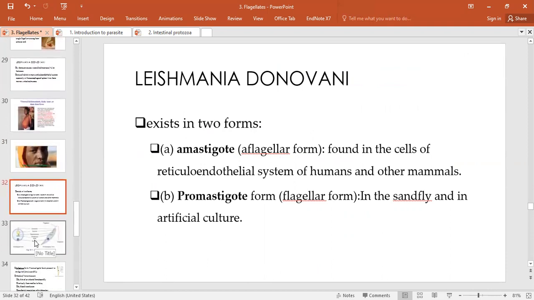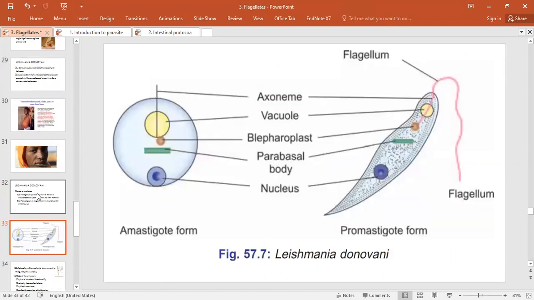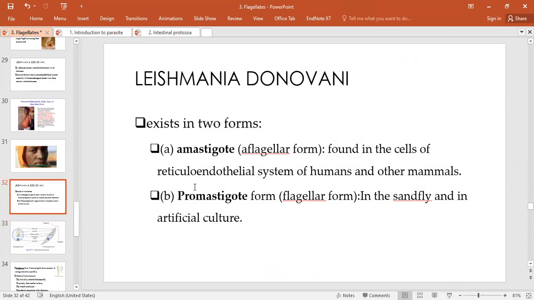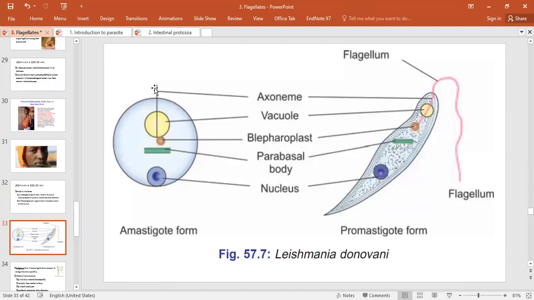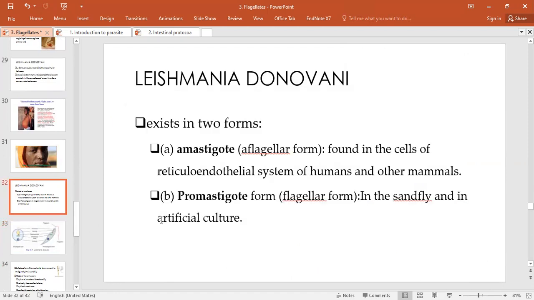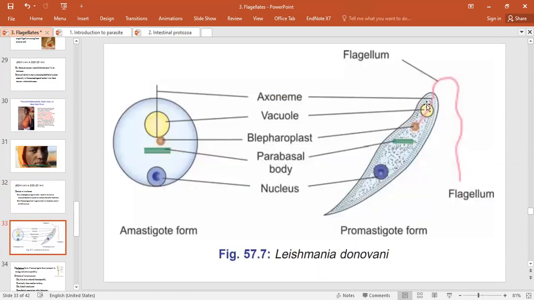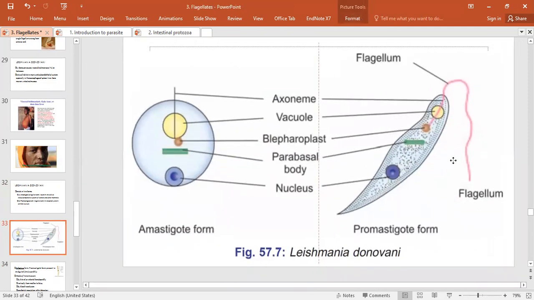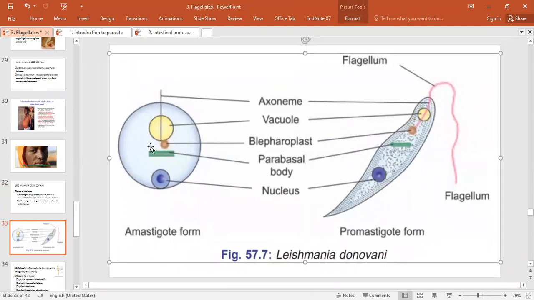Leishmania donovani exists in two forms: the amastigote form and the promastigote form. The amastigote form is aflagellar; it has no flagella. The promastigote form has a flagellum. This spindle-shaped form exists in the sandfly, while the amastigote form exists in the human body or in mammals.